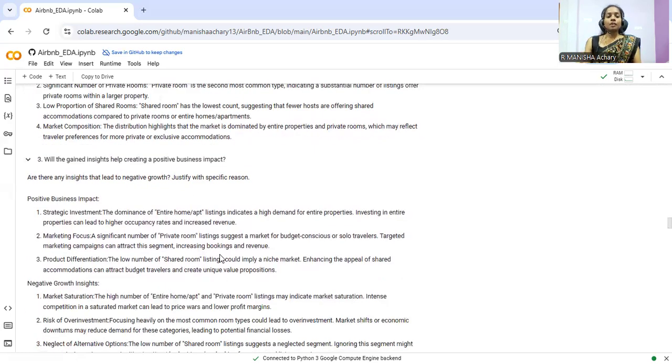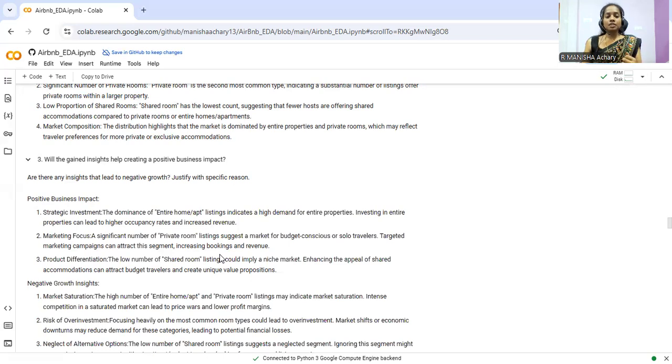So what are the positive business impacts we gain from this chart? Positive impacts are strategic investment, marketing focus, and product differentiation. The entire home or apartment listings indicate high demand for entire properties, so it can lead to higher occupancy rates and increased revenue. Second, marketing focus.